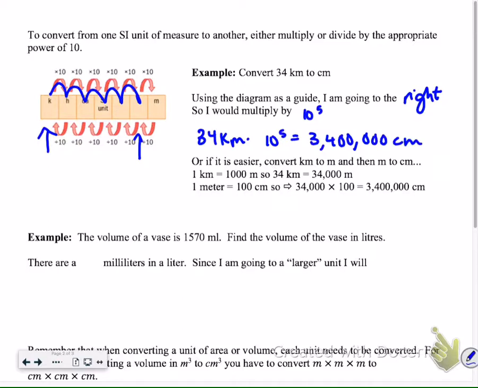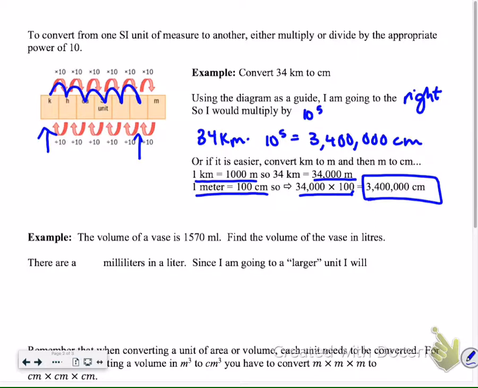Now, what I would do personally, I'm not going to remember that it's 5 spots from kilometers to centimeters, so I would convert my kilometers to meters. I think it's pretty well known that there are 1,000 meters in a kilometer. So if I have 34 kilometers, that's going to be 34,000 meters. I also think it's pretty common knowledge that there are 100 centimeters in a meter. So if I take my meters now times 100, I get that same answer. I don't care how you do it, but I think that's going to be the easiest way of going about it. Now we go in the opposite direction.